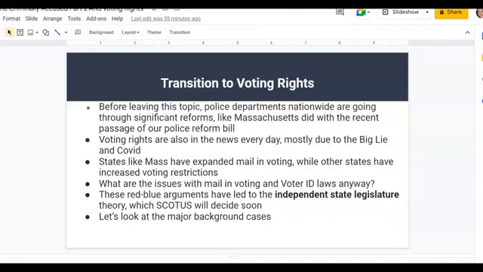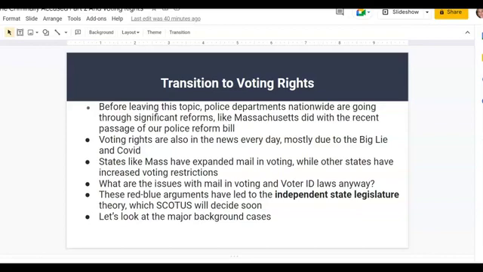Okay, we're going to transition quickly to voting rights because I'm trying not to make these videos too long. But just one last word about the rights of the criminally accused. Most states like Massachusetts are undergoing really significant reforms. Like Massachusetts, about a year ago, had a police reform bill passed. If you just looked up summary of Massachusetts police reform bill, you'll see that Massachusetts is pretty typical, like most states, where significant reforms are taking place.